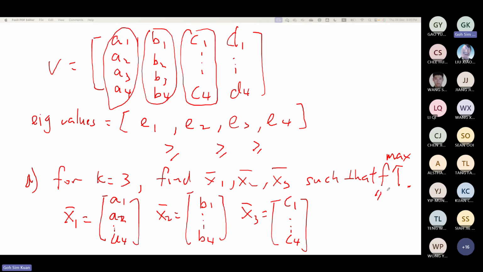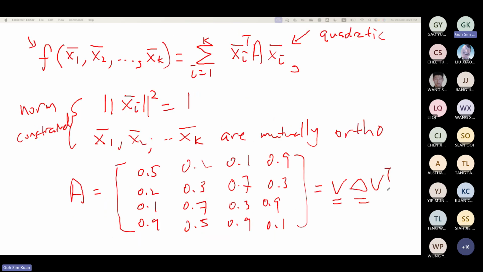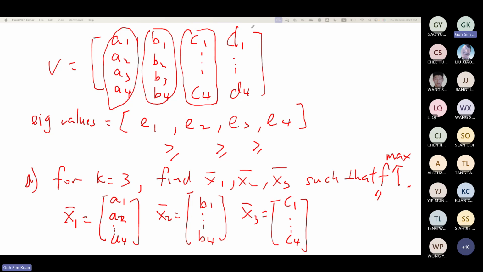What is the maximum value for this f? This is what we learned. We do not really need to substitute all these x1, x2, and x3 back into the original equation that we had earlier. Actually, the solution is already available in the eigenvalues. So f actually equals E1 plus E2 plus E3, the sum of the top 3 eigenvalues.